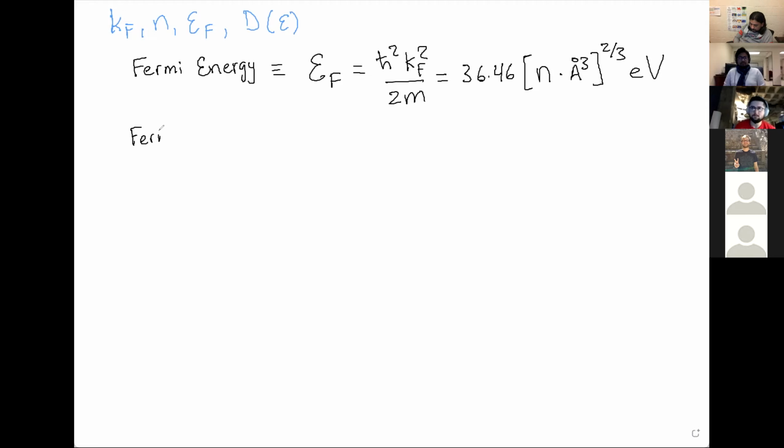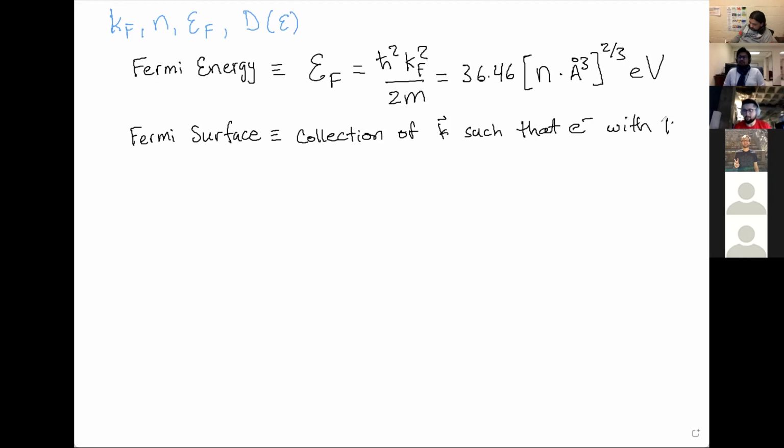Then we have another thing that is called the Fermi surface. This Fermi surface is the collection of Ks such that the electrons with wave number K have energy EF, Fermi energy. So this is what the Fermi surface is.